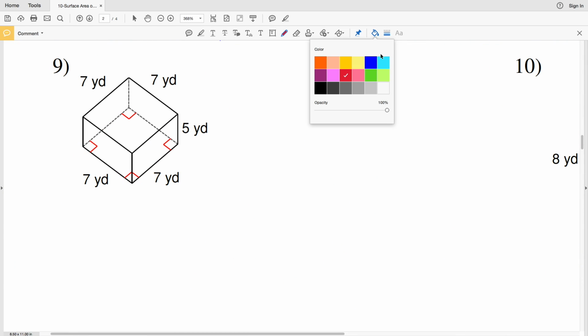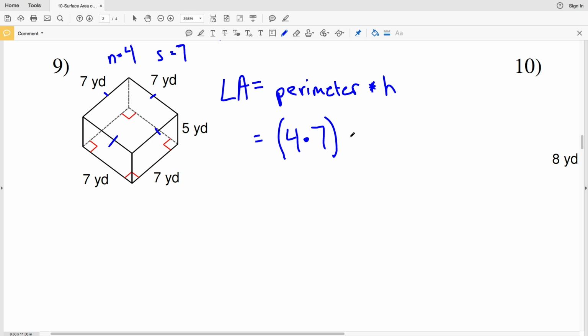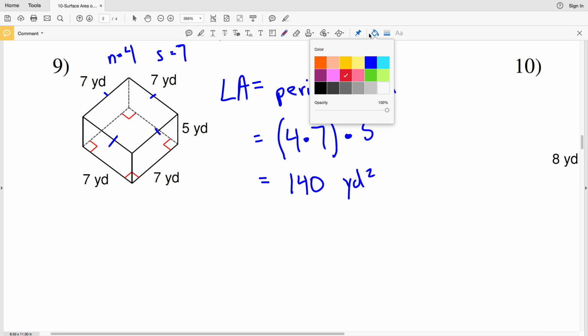In number 9, we have a square prism. So let's start by figuring out the lateral area. The lateral area, remember, is the perimeter of a base times the height of the prism. So in this case, the perimeter is 7 plus 7 plus 7 plus 7. So this is a four-sided figure, and the side length is equal to 7. Since all the sides are congruent, we can just multiply 4 by 7. So the perimeter is 4 times 7, and then we're going to multiply that by the height of the figure, which is 5. And that will give us 140, and our label is yards squared. So the lateral area is 140 yards squared.